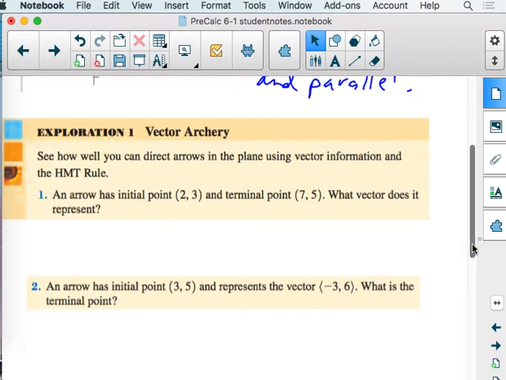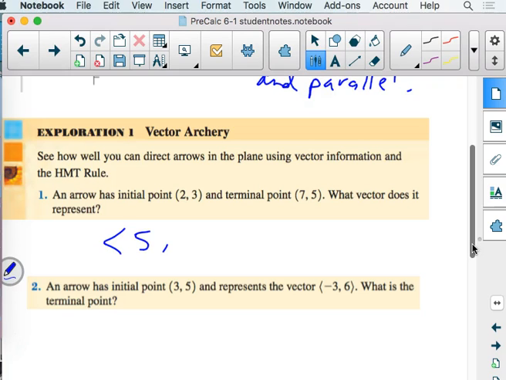So it says, see how well you can direct arrows in a plane using vector information and what we know about the head minus tail rule. An arrow has initial point at 2, 3 and terminal point at 7, 5. What vector does it represent? So let's give the component form. What would you put for the x? Yep, 7 minus 2 is 5. How about the y? 2. Well, I hope they're not all like that. Kind of a waste of our time. They're not.